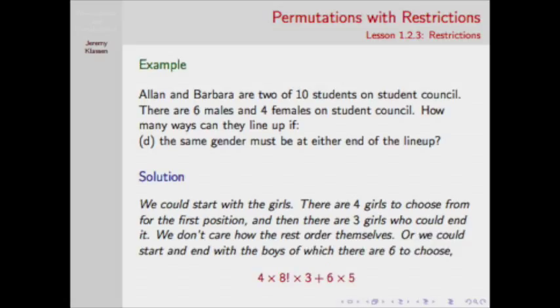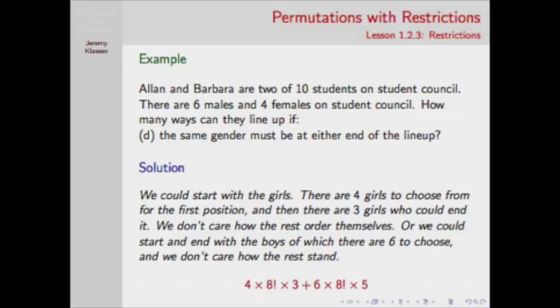Or we could have boys at either end, which is why we introduce the addition here. And then there are 6 boys to choose from for the first position, followed by 5 choices for a boy for the last position. And then because we don't care how the remaining students stand between those 2 boys, we'll insert an 8 factorial in between the 6 and the 5 to get our total number of permutations.